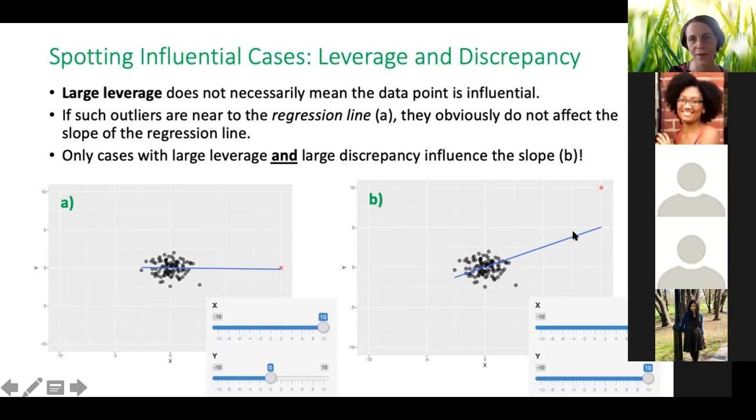However, there's an extreme X, but we don't have a large residual here, so the Y value is in the center of our distribution. However, if we have a case that has both a large leverage and a large discrepancy, right?